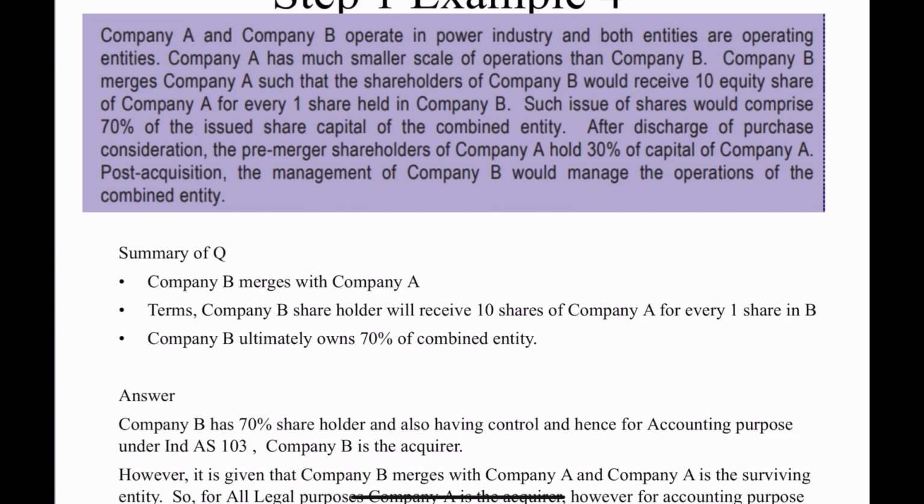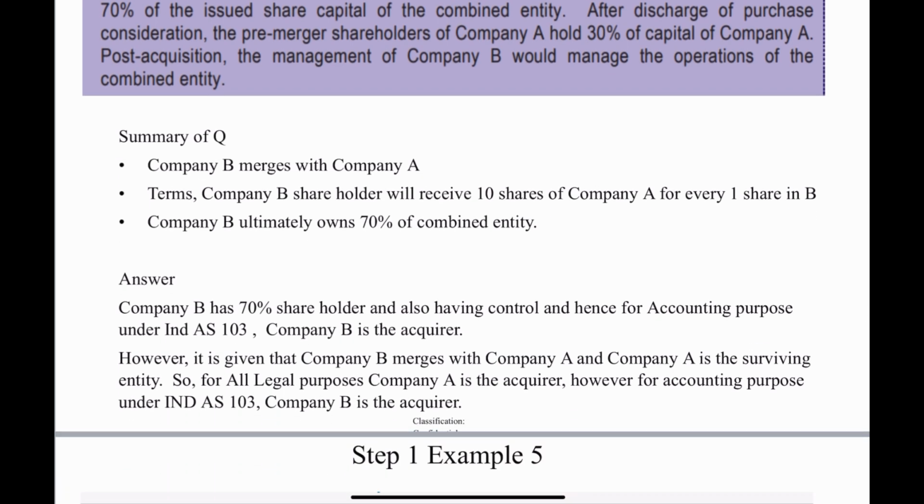So here also company B merges with company A. So here the merger terms are that company B shareholders will receive 10 shares of company A for every single share held in company B. And then it's given that company B ultimately owns 70% of the combined entity. Okay, so since company B has 70% of the combined entity, we can conclude company B is the acquirer.